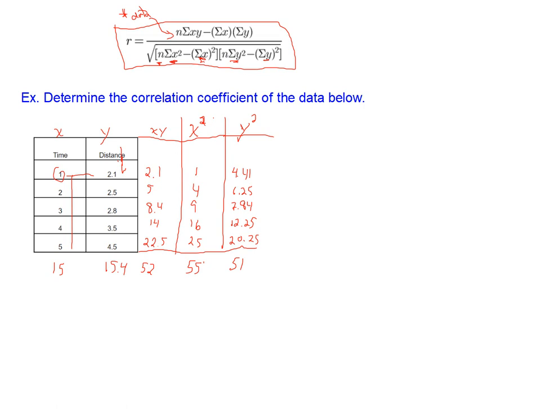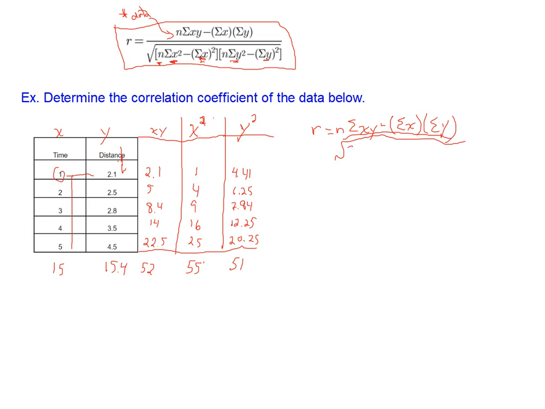So I think I'll do that just over here because I think there's enough room over here. So r is equal to n times the sum of the xy's minus the sum of the x's times the sum of the y's, and that all gets divided by, now there is a square root here, notice the square root, so I'm going to jot that in here. It's not a very straight square root, but hopefully you get the idea.